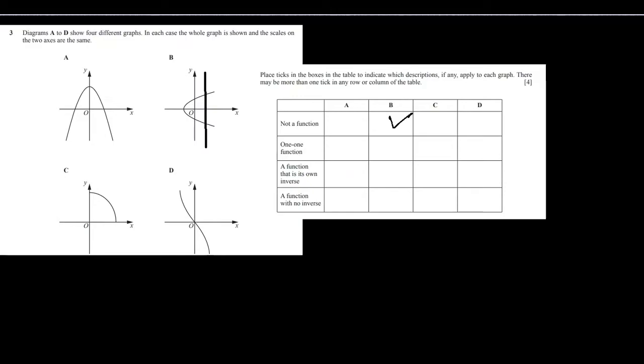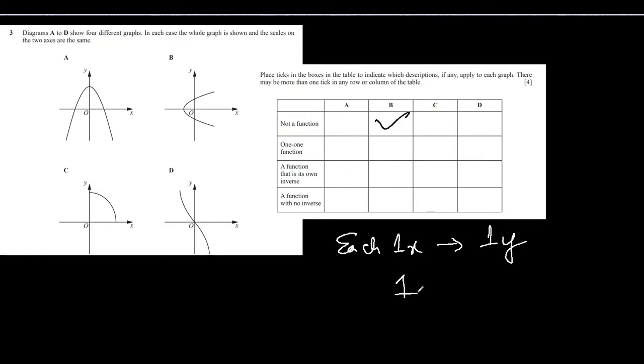Okay. Now let's go to C, and in C also we will draw a vertical line and move this vertical line. It is passing through only one point. It is a function. What about D? Yeah, it is a function because it is passing through only one point with this vertical line. So only B is the one which is not a function. Okay, let's go to the second one, which says one-to-one function. One-to-one function means that each 1 x has only one y.